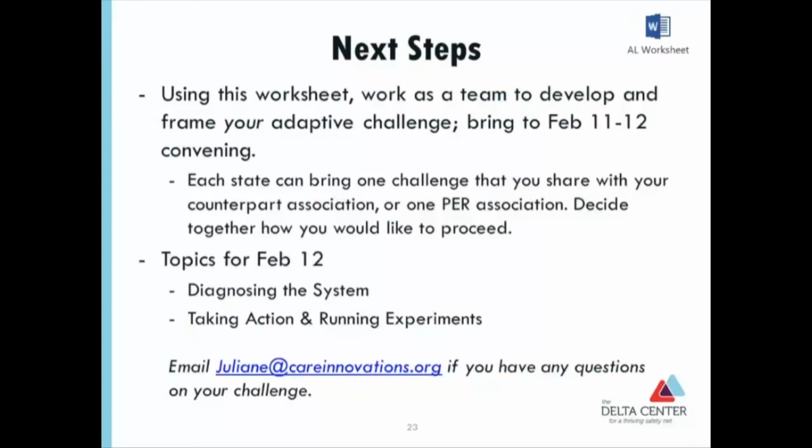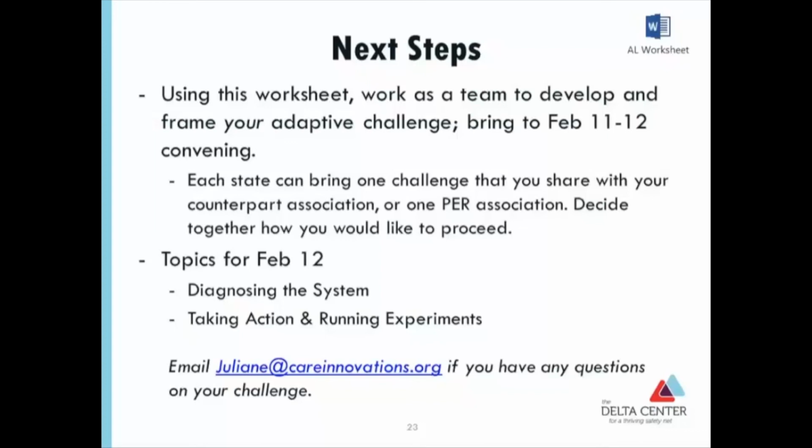And basically, the process that Mary and Ann and Mark and I have been spending some time going through and sharing with you today, you're all going to have a chance to do with your teams in preparation for our February 12th session. So the adaptive leadership session will be on the second day of our time together.